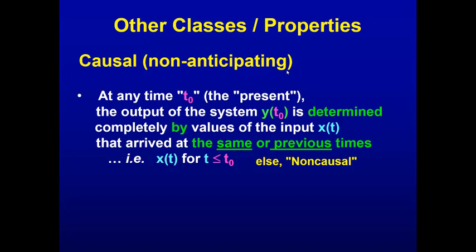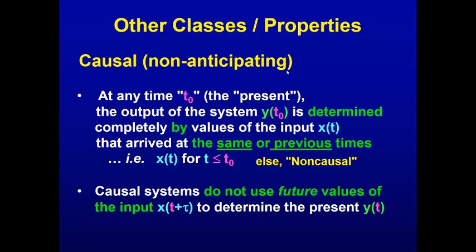At any moment in time, t0, we'll call that the present moment. The output of the system, that would be y of time t0, is determined completely by values of the input signal x of t that arrived at the system either at the same time as the output, at that instant t0, or at some time prior to that. So the output is dependent on the current and previous inputs. If that's true, and if that's totally the extent of how the system operates, it is a causal system. If that's not true, then it's a non-causal system.